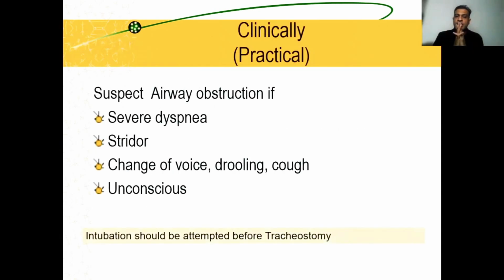Practically, whenever airway obstruction is suspected and the ICU physician is not able to intubate, or intubation is extremely difficult. So intubation extremely difficult, patient in severe dyspnea, stridor, severe change of voice with drooling and cough, and unconscious patient, intubation should be attempted. If intubation fails, tracheostomy should be clinically considered.